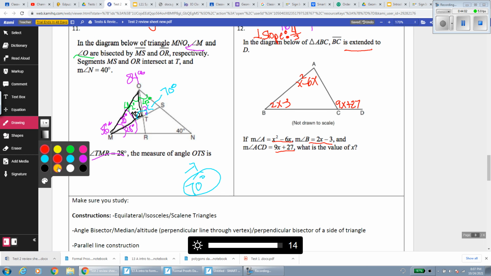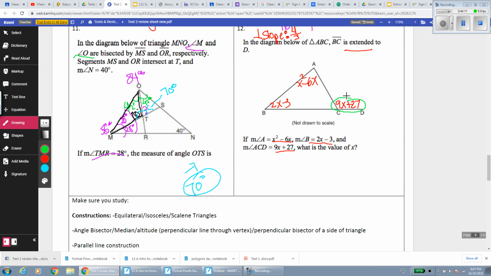So in order to answer this question, we can use the exterior angle theorem of triangles, which says that the exterior angle of any triangle, so that's 9x plus 27, the exterior angle here, is equal to the sum of the two non-adjacent interior angles. So the sum of the two interior angles that are not right next to it. This interior angle is not right next to it, and this interior angle is not right next to it. So this angle is equal to this plus this: x squared minus 6x plus 2x minus 3.